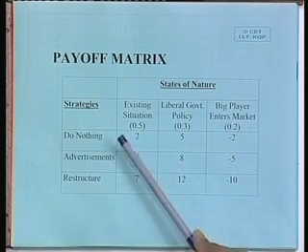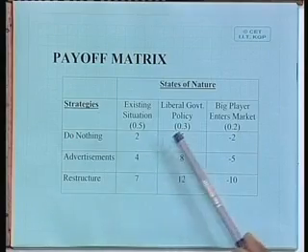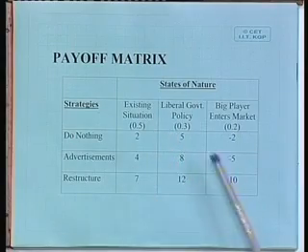Suppose you want to go for restructuring thinking that the existing situation will continue or government policies will be liberal, you may get high payoffs like 7 or 12. But unfortunately, if some big player enters the market, you may as well end up with a -10 payoff, a very bad scenario, right. So, these are basically expressed in terms of a payoff matrix. You can have different kinds of payoff matrices. This is the simplest kind.